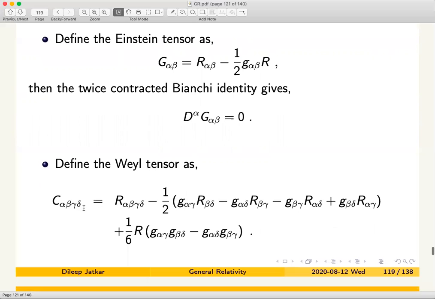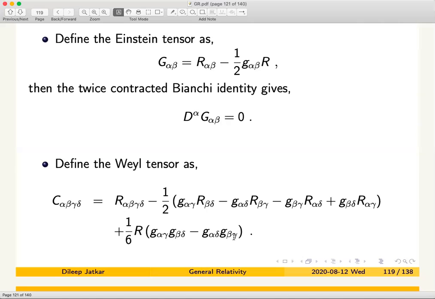C alpha beta gamma delta is R alpha beta gamma delta, which is the covariant form of the Riemann tensor, minus half times G alpha gamma times this Ricci tensor R beta delta minus G alpha delta R beta gamma, which is again a Ricci tensor, minus G beta gamma R alpha delta plus G beta delta R alpha gamma, plus 1/6 of the Ricci scalar times this particular combination of metric components G alpha gamma G beta delta minus G alpha delta G beta gamma.